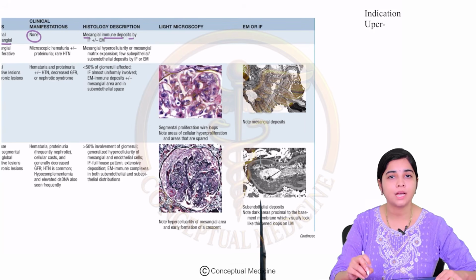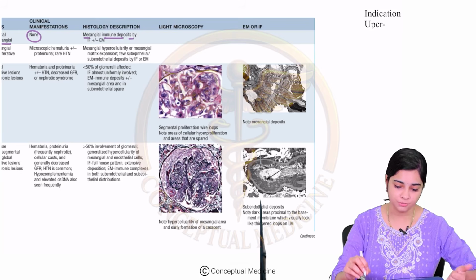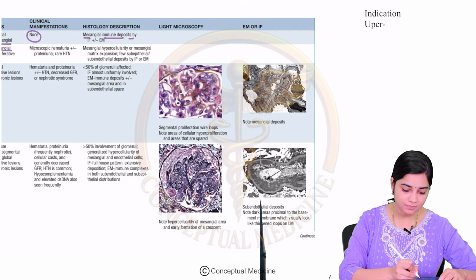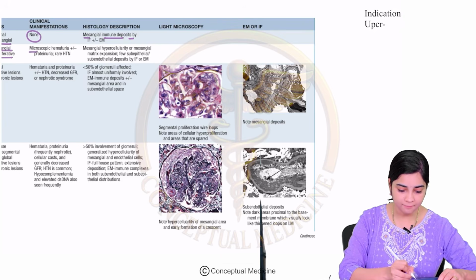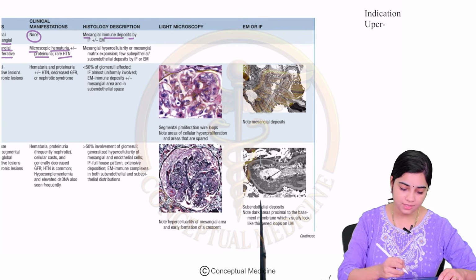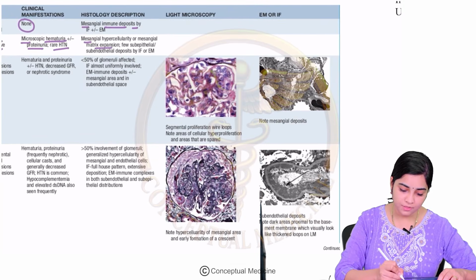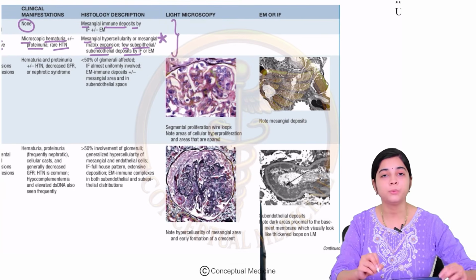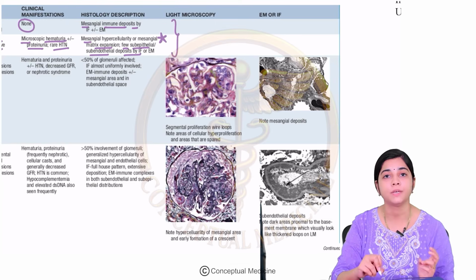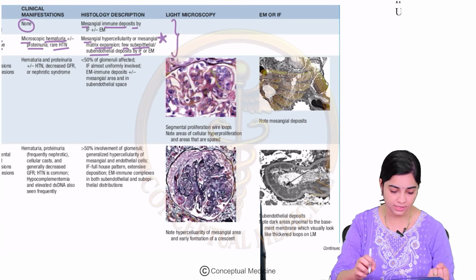So most often in class 1 lupus nephritis, you do not have any clinical manifestation. You do not have proteinuria, you do not have RBC casts, you do not have hematuria. Then class 2 is mesangioproliferative, where you can have microscopic hematuria or proteinuria, sometimes hypertension. As the name suggests, here you have mesangial hypercellularity or mesangial matrix expansion with few subepithelial or subendothelial deposits. So class 1 and 2 are usually safer forms of lupus nephritis, where you do not require any treatment, and if hypertension is there, you can manage it with ACE inhibitors or ARBs.